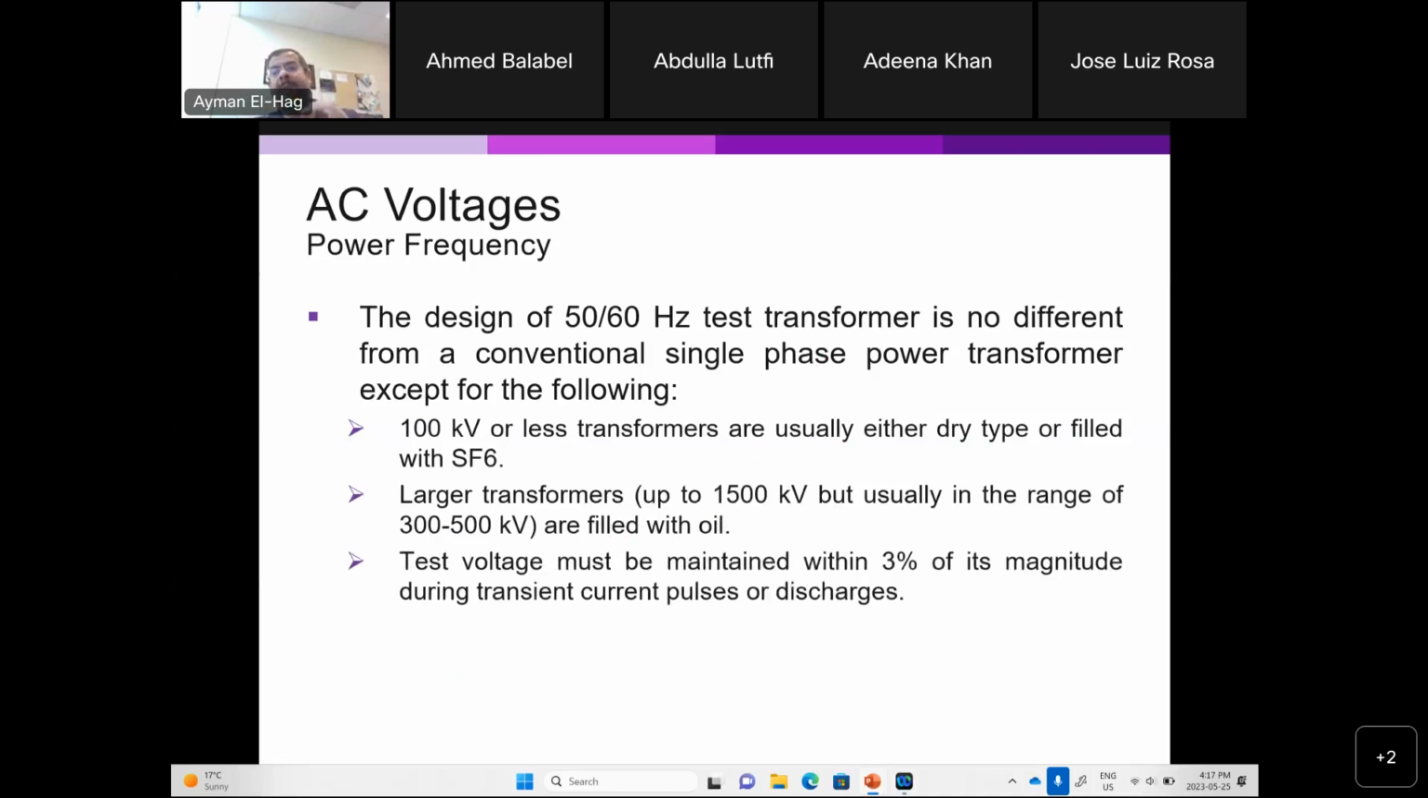Now, when you apply the voltage, there will sometimes be some arcing. Sometimes you do testing for flashover tests. So during the test, you have to maintain the voltage within 3% during the transient currents. Because once you start to take current from the transformer, there will be a voltage drop inside the transformer. The voltage that you see at the terminal is the voltage that you are producing minus the voltage drop. So the transformers are designed so that whenever there is arcing, the drop will be minimum.